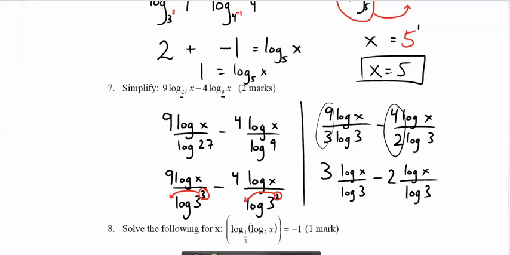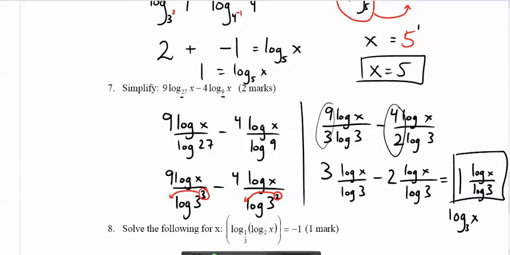So I have 3 log x over log 3 minus 2 log x over log 3. 3 minus 2 is 1. 1 log x over log 3, also known as log base 3 of x.